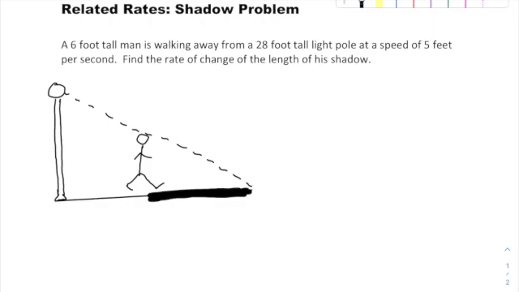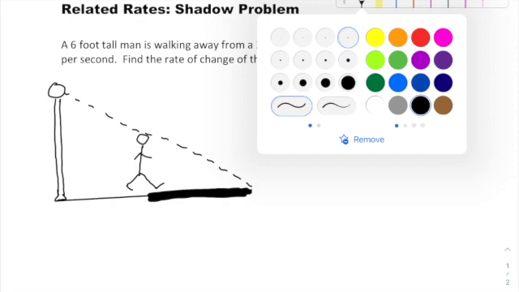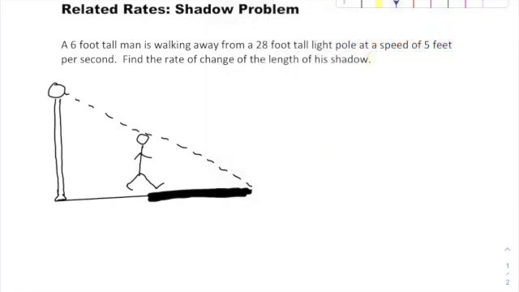Okay, so let's label a few things here and see what we got. So this is 28, the lamppost. The man is 6 feet tall. He's moving in this direction. And as always with related rates questions, you want to assign some variables and identify what you have and what you're trying to find. So he's walking away at a speed of 5 feet per second.